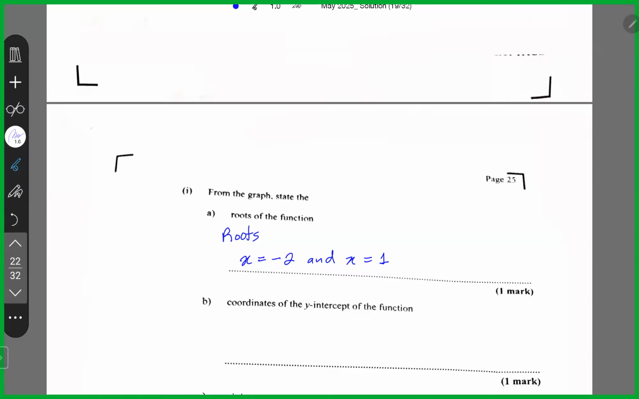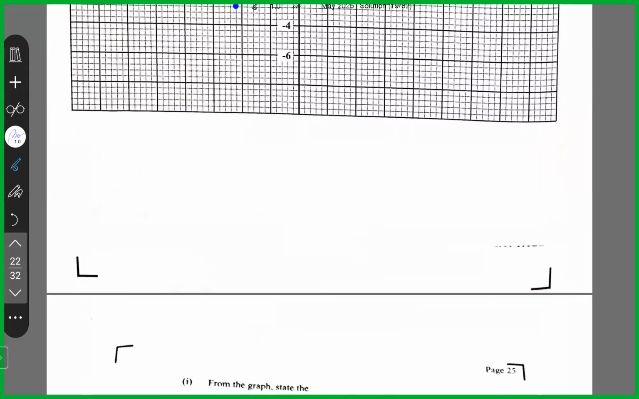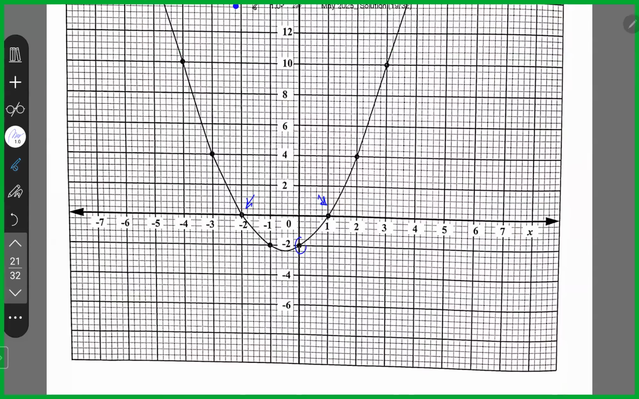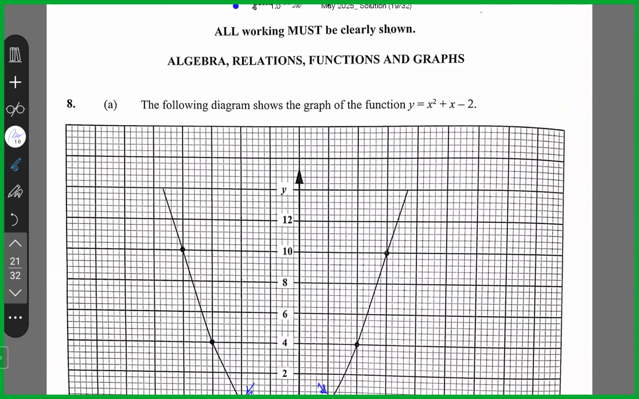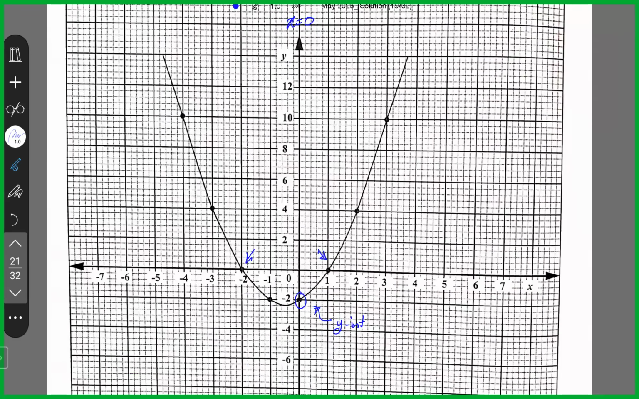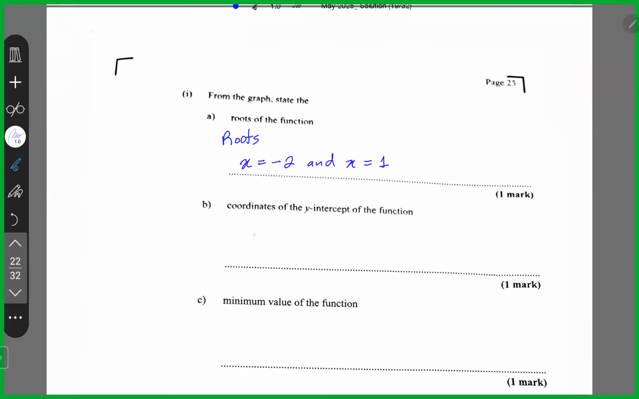Now the coordinates of the y-intercept of the function. The y-intercept is where the graph cuts the y-axis. The graph cuts the y-axis here. So that is the y-intercept. The value of x is 0 and the value of y is minus 2. So this is the line x is equal to 0. The y-axis is the line x is equal to 0. And the horizontal line that that point is on is y is equal to minus 2. So 0, minus 2 is the y-intercept.